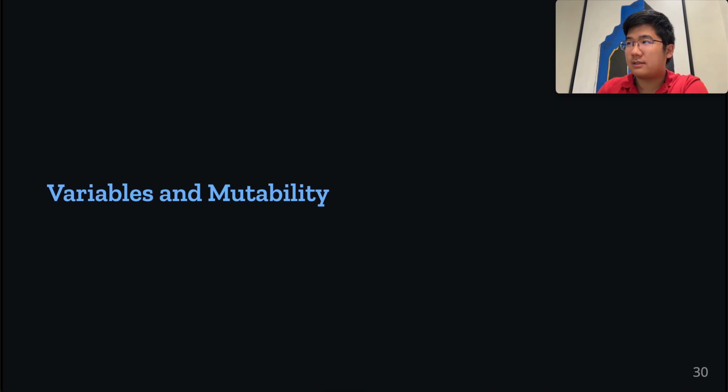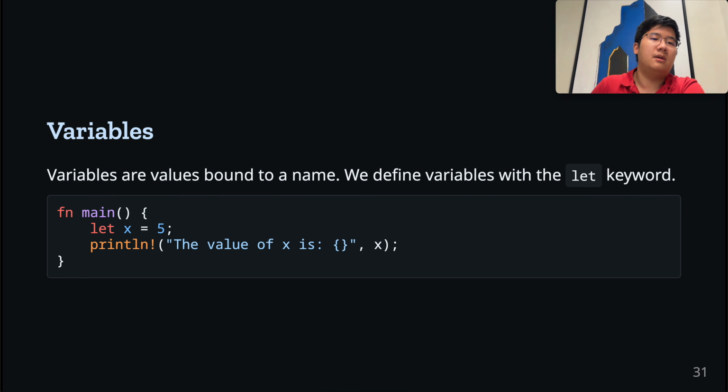Okay, so that's how you build stuff. So how do we actually write code? Variables: hopefully you know what a variable is, because those are in other languages. Variables are values bound to a name.